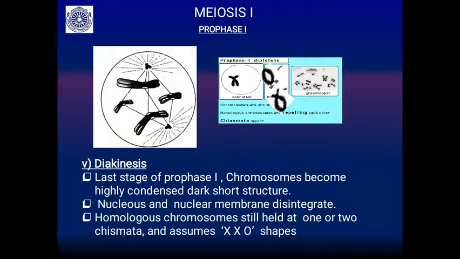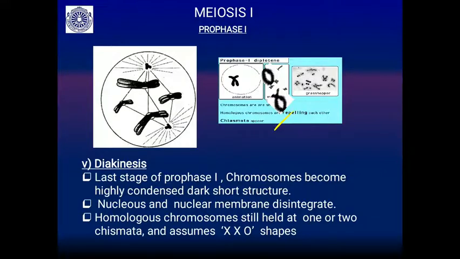Then this is followed with diakinesis. In diakinesis, there is further shortening of the chromosome, or condensation of the chromosome. The chromosome now looks very thick. This is the last stage of prophase I. Chromosomes become highly condensed, dark, and short structures, as you see here now.